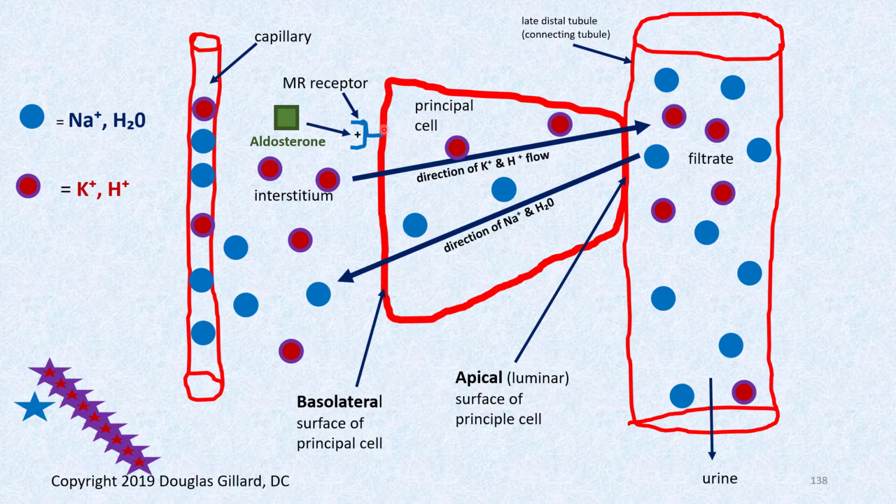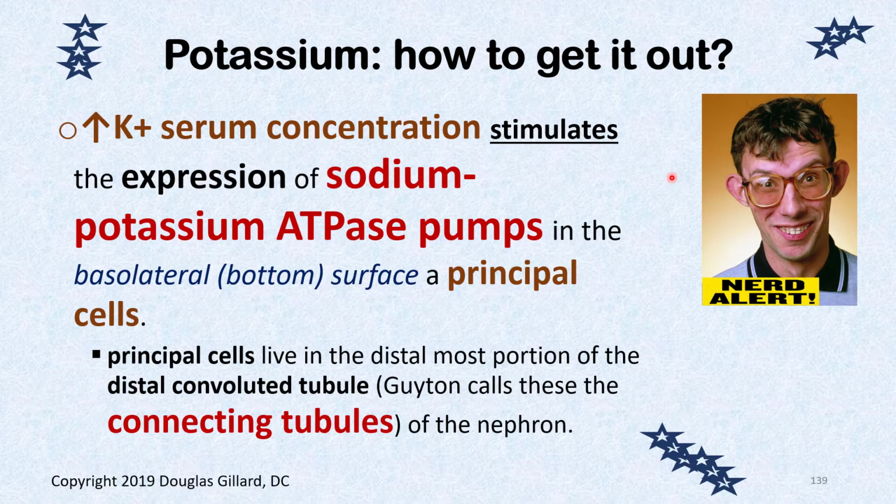Again, basolateral surface is here. Apical surface is here, sometimes called luminal surface. Why? Because it's bound to the lumen, or in very close proximity to the lumen. How does potassium get out? Well, we talked about sodium getting out, but the potassium can use the pumps on the basolateral surface of the principal cells, so on the bottom. Aldosterone stimulates the expression of sodium-potassium ATPase pumps.